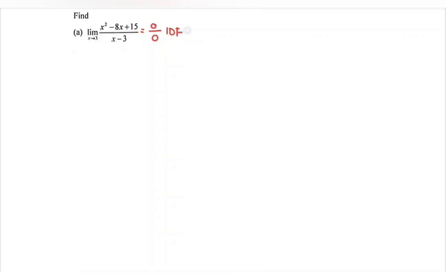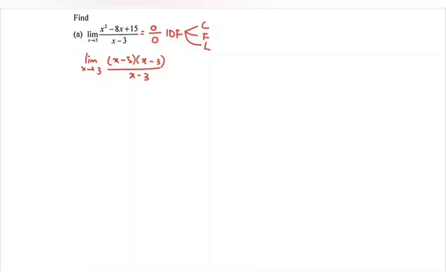The suggested strategy would be to multiply by the conjugate, factorize, or use long division. In here, my suggestion would be to factorize. Limit as x approaches 3. If we factor x squared minus 8x plus 15, we will have (x minus 5)(x minus 3) over x minus 3. Notice that we have a common term, so we can simplify. Rewrite: limit as x approaches 3 of (x minus 5). If we substitute the value 3, the value of y will be approaching negative 2.